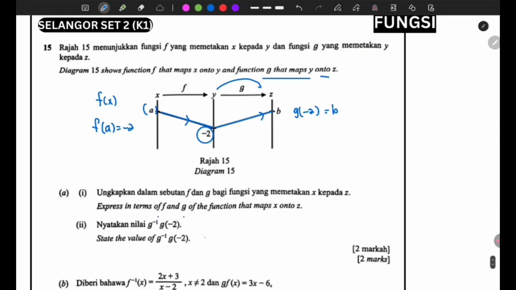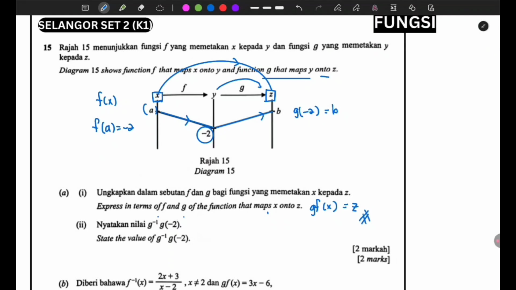Express in terms of f and g the function that maps x to z. X to z means what's the function? gf(x), right? That is the function in terms of f and g. So gf(x), from x you get your c. Done.